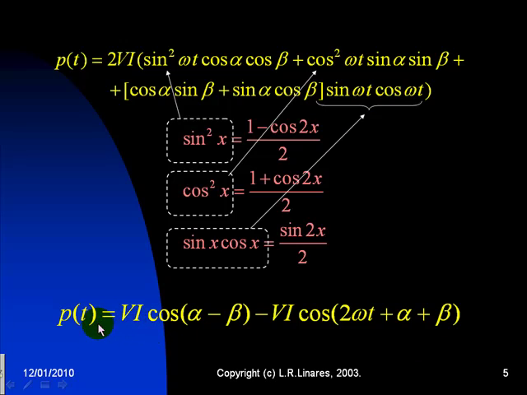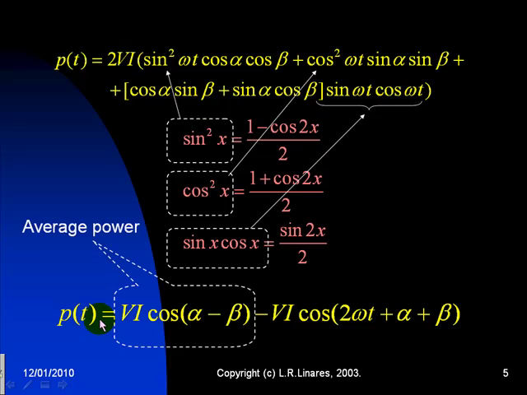VI. V is the RMS value of the voltage, I is the RMS value of the current, alpha is the phase shift of the voltage, beta is the phase shift of the current, etc. Observe that the instantaneous power is a function of time. You can see that here, t. But the average of that power is the average of this constant plus the average of this cosine. You and I know that the average of the cosine is 0. So the average of the power is just this term. It is a constant, not a function of time.